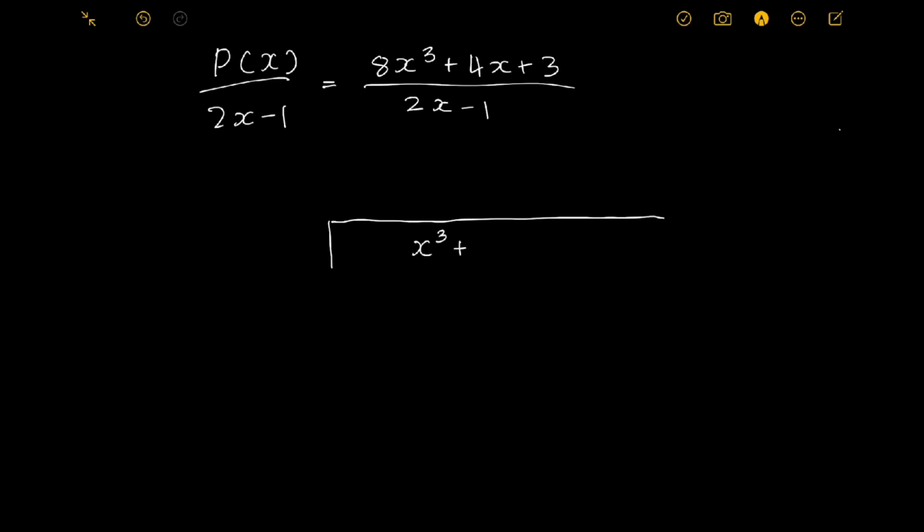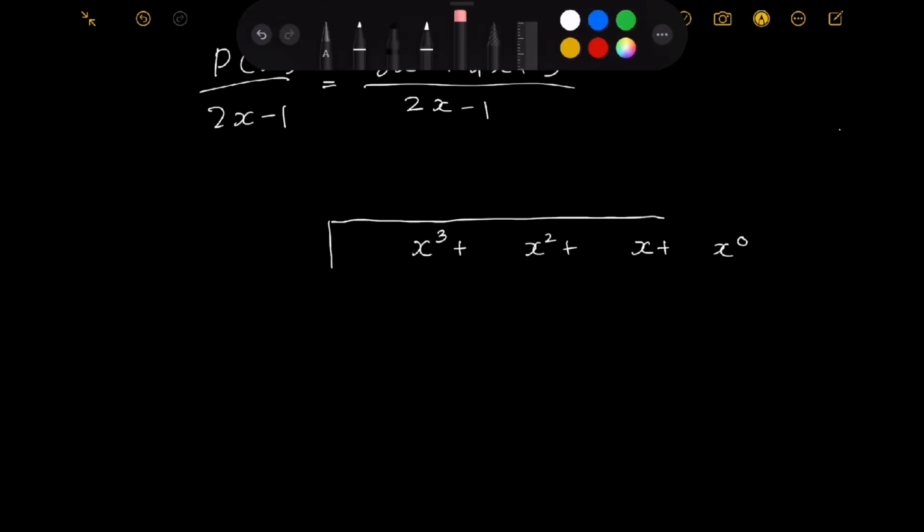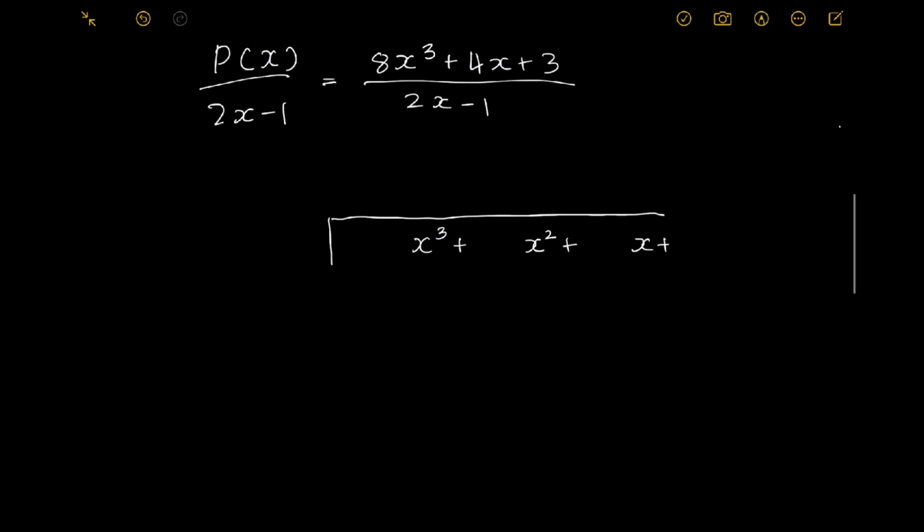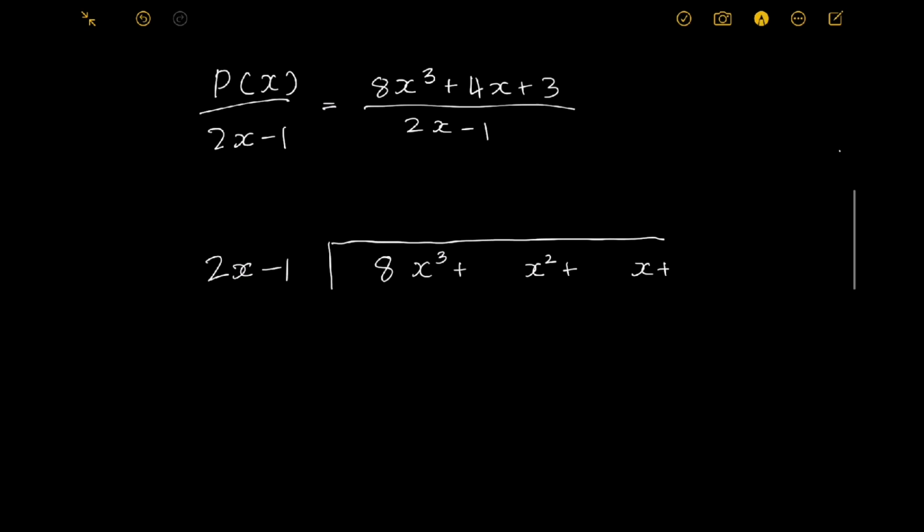Just like the question before, we put all the terms in order of degree from the highest to the lowest: x to the power of 3, x to the power of 2, x to the power of 1, and then x to the power of 0, which is 1, so we don't need to write it down, so just erase it. Then don't forget to put 2x minus 1 so we can do the long division efficiently. From the equation, for x to the power of 3 we just put 8 there, and there is no x to the power of 2, so 0, and then 4, and lastly 3.